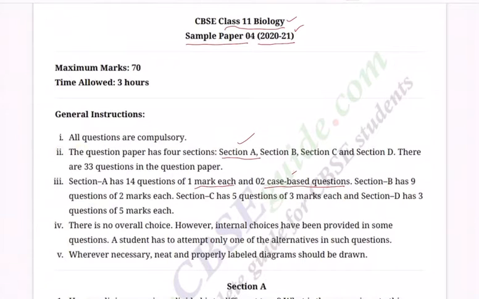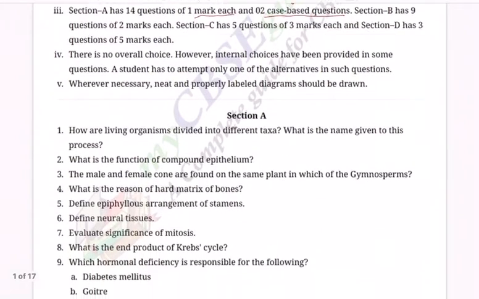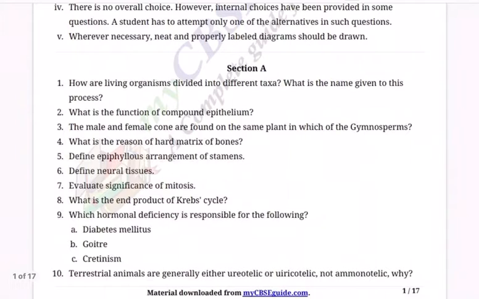That means question numbers 15 and 16, which are case based questions, carry 4 plus 4, 8 marks out of the Section A weightage of 22 marks. That is the reason why I say you must give a lot of stress to case based questions in Section A. So without wasting much time, we go straight to Section A.